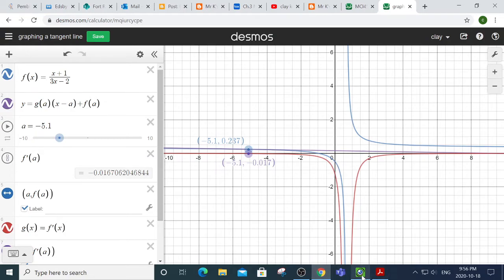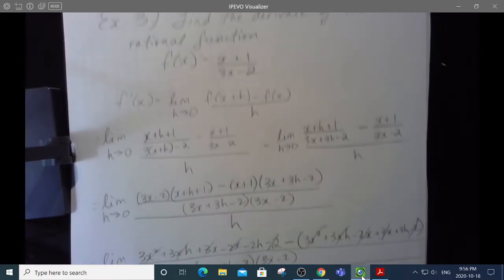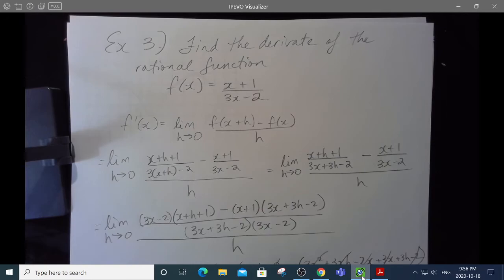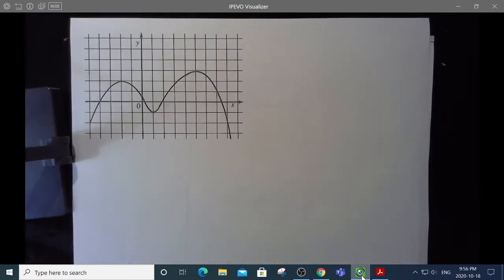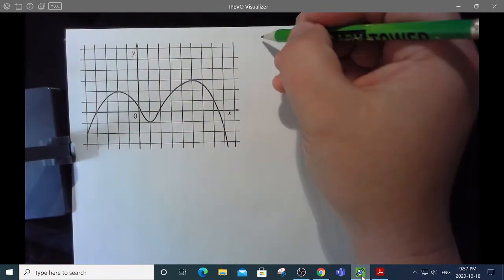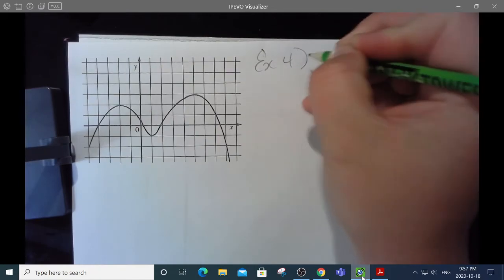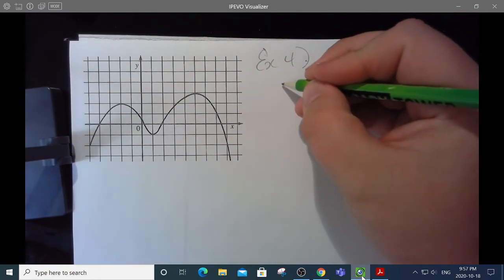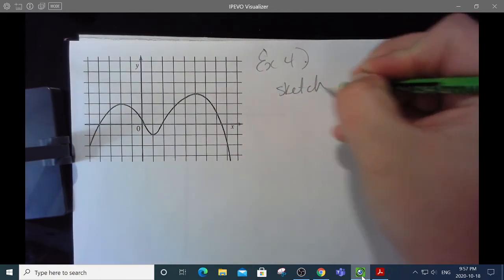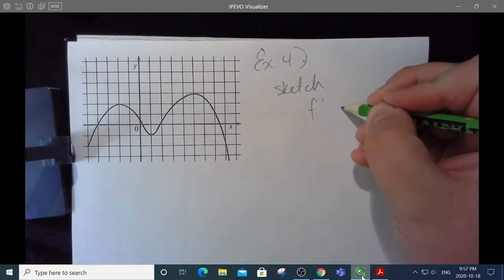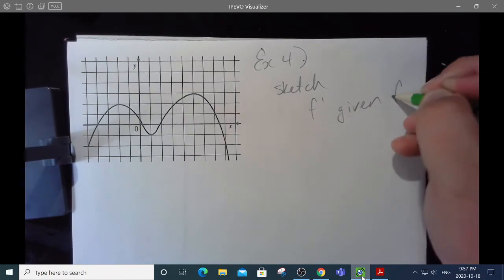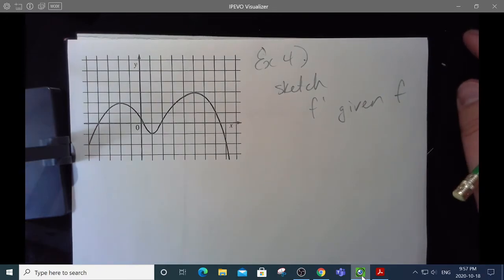So now, example 4, it's not going to be such an easy thing to do on loose leaf, so I'm going to give you a question like this. Example 4 is going to be: sketch f prime, given f. So this is function f. Isn't it nice? What equation makes it?